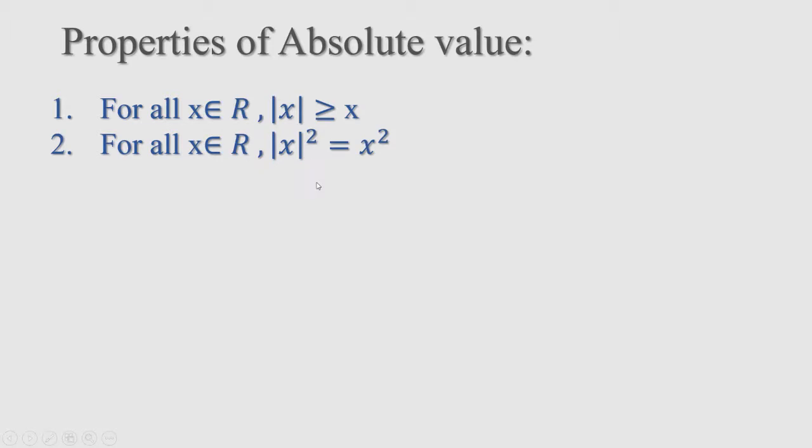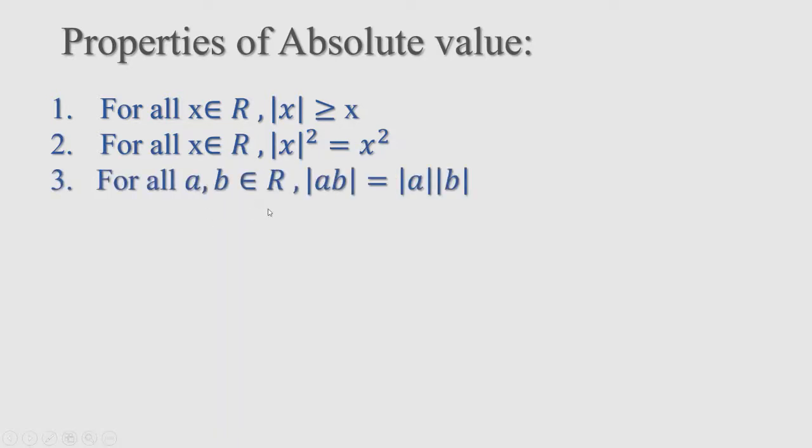For all x belongs to real numbers, modulus of x square equals x square. Here modulus of x square is positive, and x square is also positive. That's why these two are equal. For all a, b belongs to real numbers, modulus of ab equals modulus of a into modulus of b.